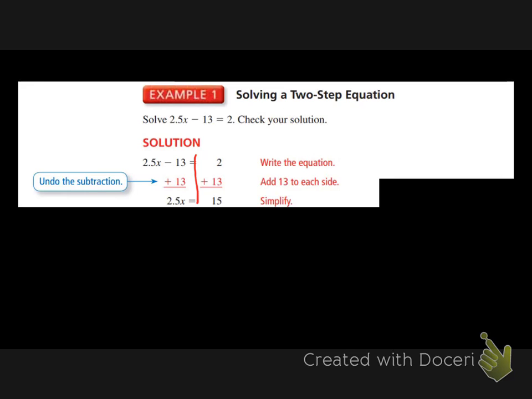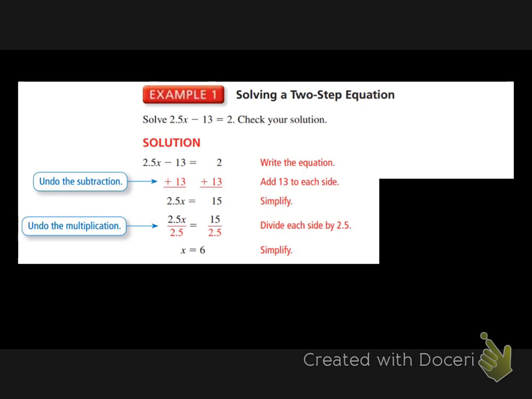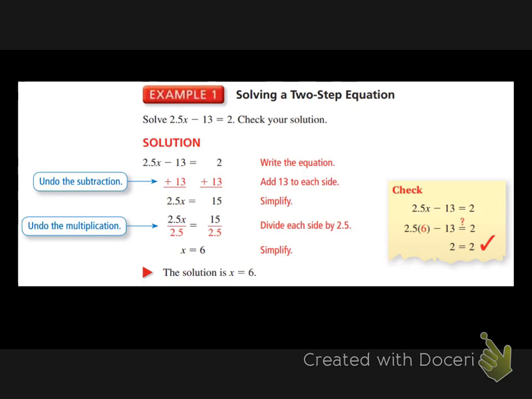Now the variable is still not isolated yet. And remember, when there's no sign in between, it's actually multiplication. So we're going to take the 2.5x and do the inverse operation. If it's multiply, the inverse would be to divide. So we need to divide each side by 2.5. That will get the x by itself, so the x is isolated, and 15 divided by 2.5 is going to be 6. So the solution is 6.